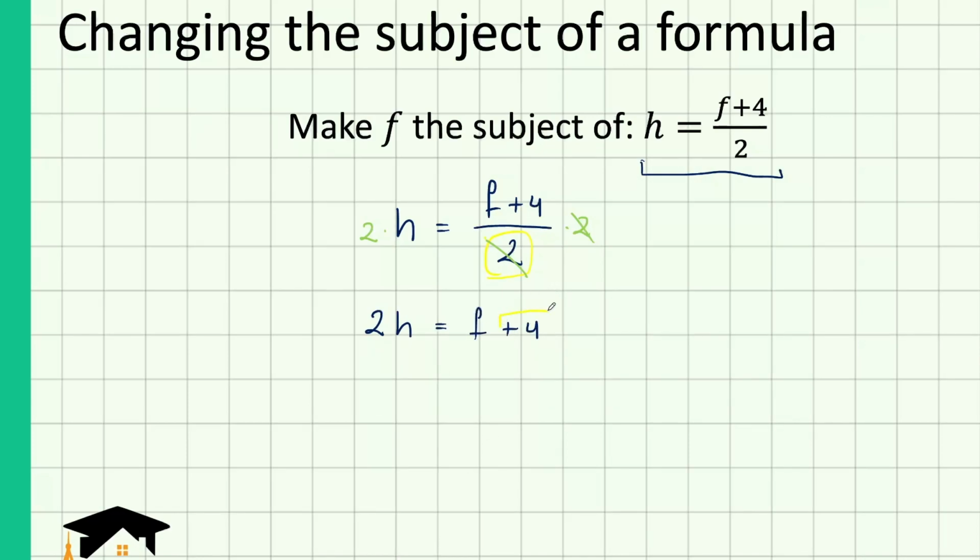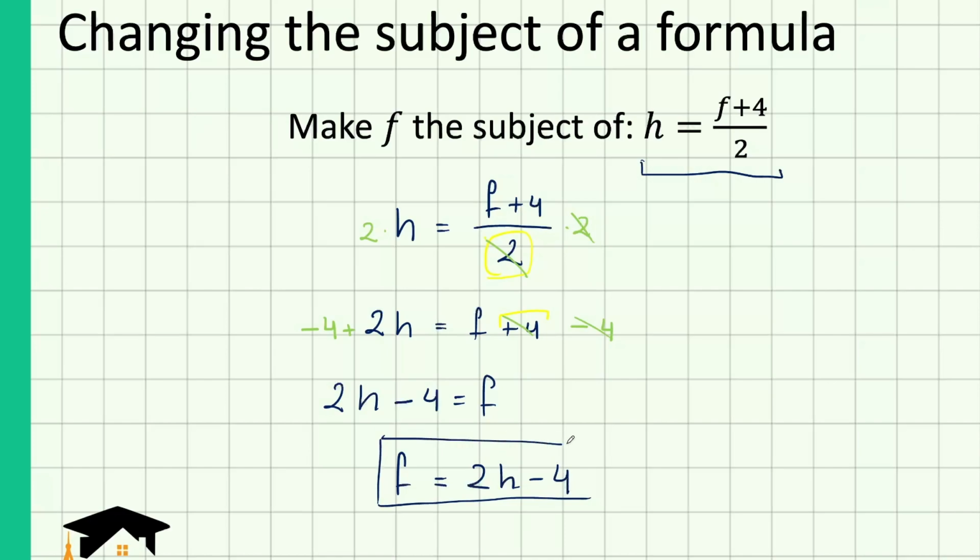And now we have this plus 4 that we want to get rid of. For this, we will subtract 4 on both terms. And here it's the same as saying minus 4 plus 2h. Now on the right hand side, this will cancel out. And here we will have, reaccommodating it, 2h minus 4 equal to f. Or what's the same, f is equal to 2h minus 4. And this way we have made f the subject of the formula.